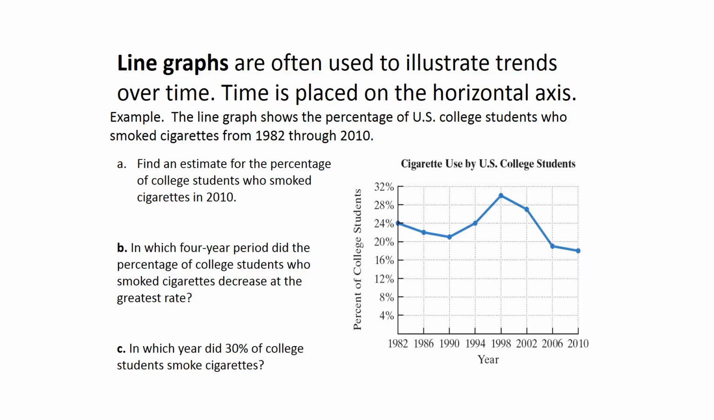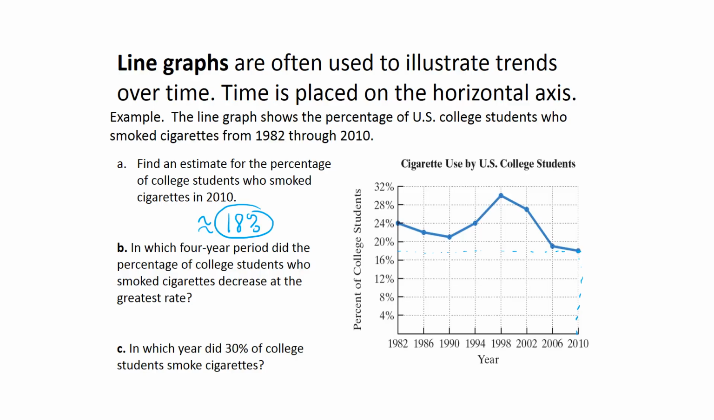Find an estimate for the percentage of college students who smoked in 2010. So 2010 is here. So we look over at the percentage, and it looks like it's exactly halfway between 16 and 18, but we are estimating, or 16 and 20, which is 18%.